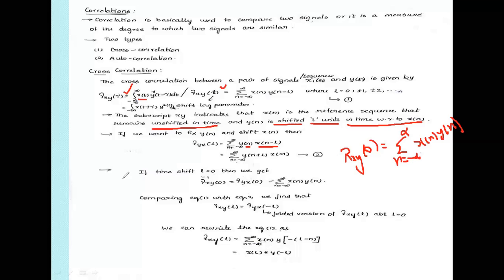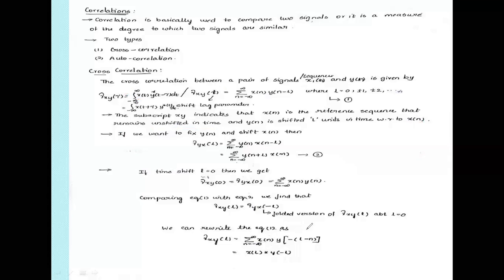Rxy, one function is x of n with the convolution of y of n. You can write it as x of n with the convolution of y of minus n. This is a relation between convolution and correlation. In terms of the correlation, it is x of n with the convolution of y of n: one is a shifted version, one is a folded function, and another is a normal function.